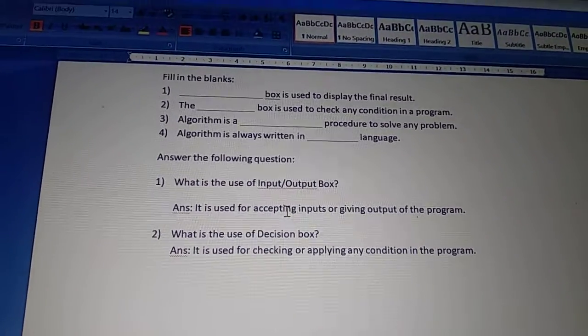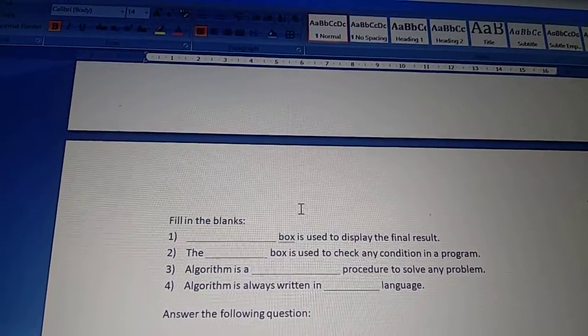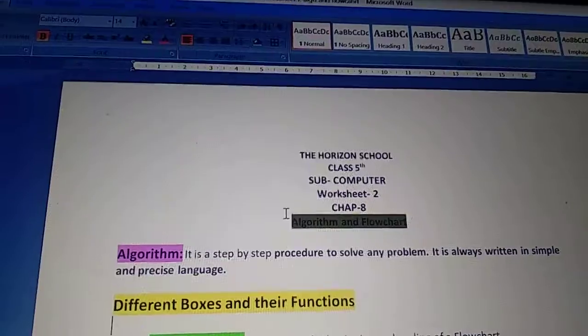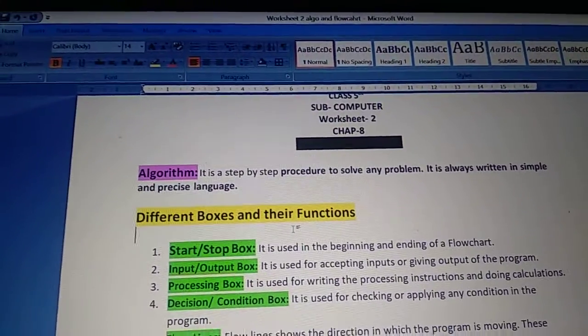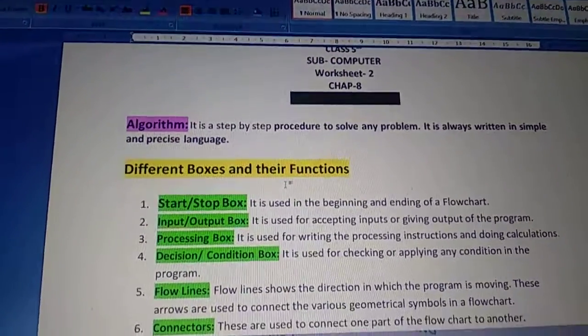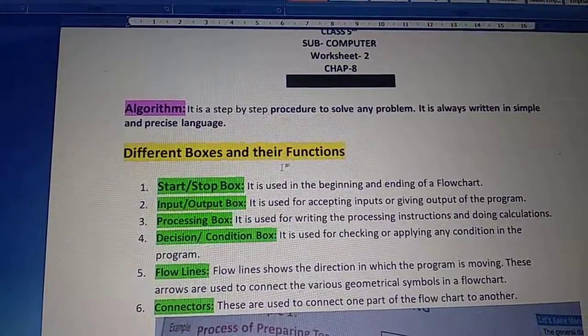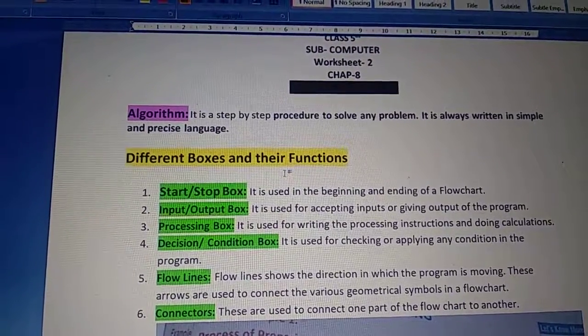Okay, so your back exercise is also complete and your chapter is also complete. So this work has to be submitted in Excel. Do neat and clean work so that I can easily check your work. Okay, that's all for now.